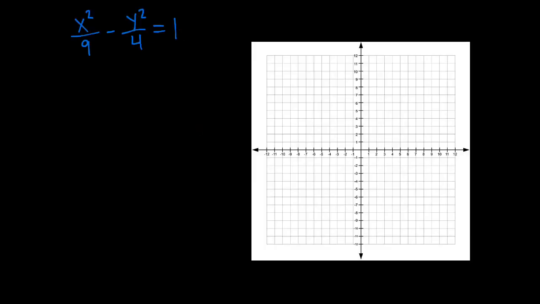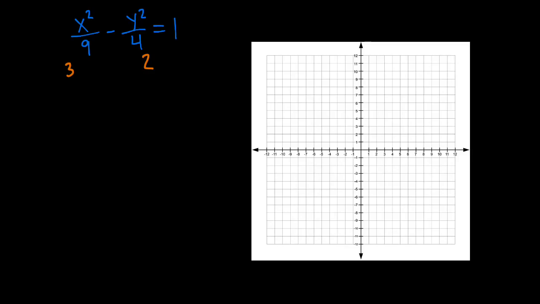Graphing a hyperbola is actually going to be very similar to graphing an ellipse. We're going to do just about the exact same thing with a little bit of a difference towards the end. So we have x squared over 9 minus y squared over 4 equals 1. We're going to plot this almost exactly as if it was an ellipse. So if this were x squared plus y squared, it would be an ellipse. We would have an x radius of 3 and a y radius of 2. Our center is at 0, 0.